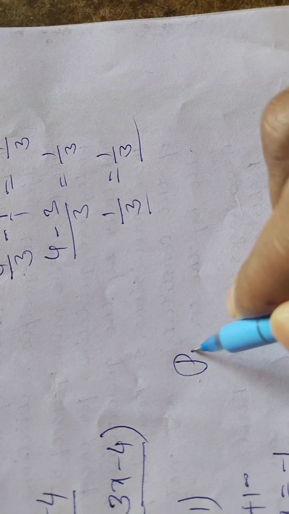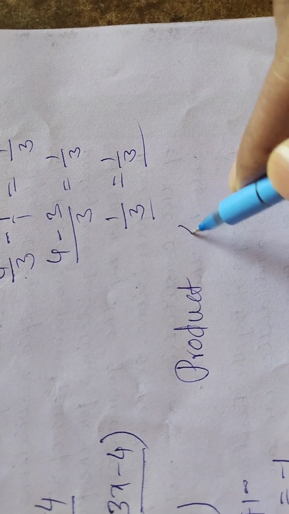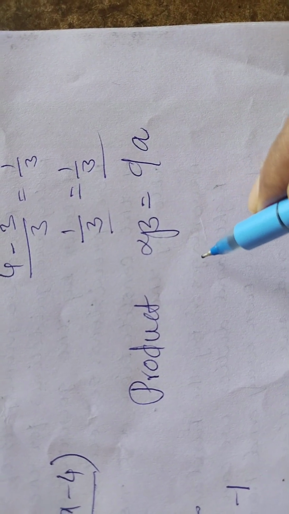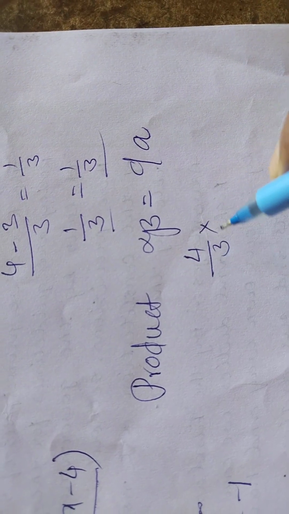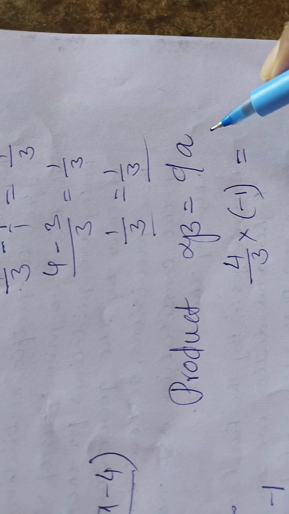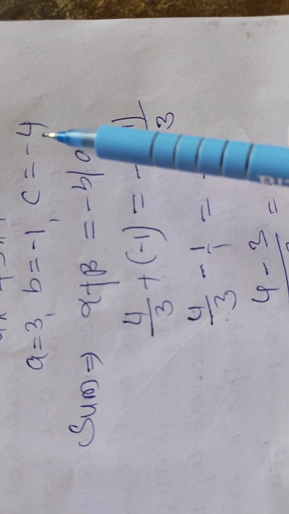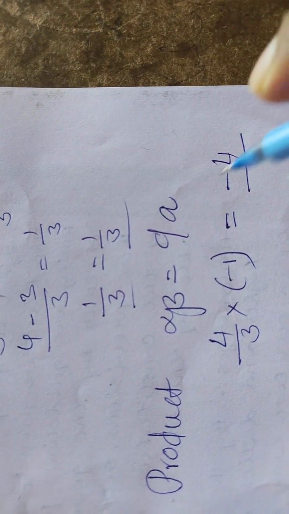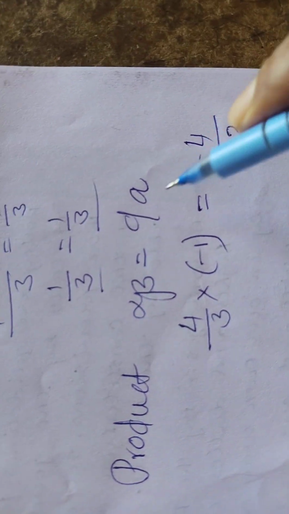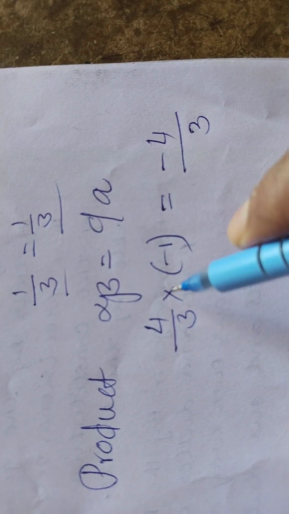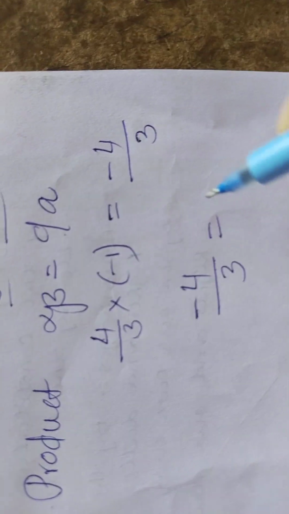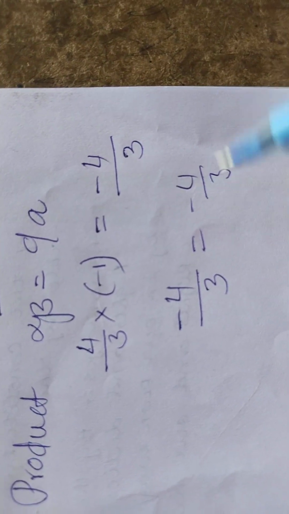Now we have to find the product. Alpha beta is equal to c by a. Alpha is equal to 4 by 3, into beta equal to minus 1, and c is equal to minus 4, and a is equal to 3. Now multiply the left side: 4 into minus 1 is minus 4 only, by 3, and here also minus 4 by 3. LHS is equal to RHS.